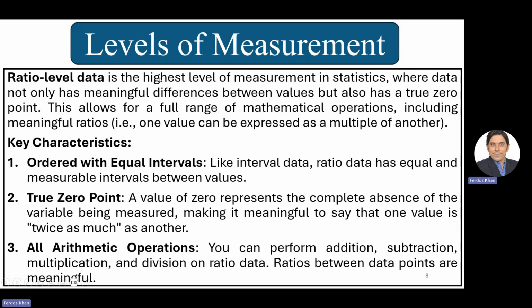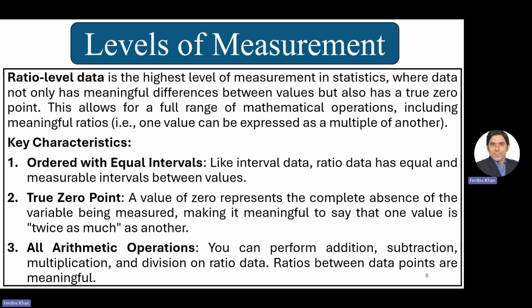And this is the highest level of measurement. Ratio level data is the highest level of measurement in statistics, where data not only has meaningful differences between values but also has a true zero point. This allows for a full range of mathematical operations, including meaningful ratios, i.e., one value can be expressed as a multiple of another. So this is the highest level of data, which has all the characteristics of the interval level data, but also overcomes the problem of no true zero.